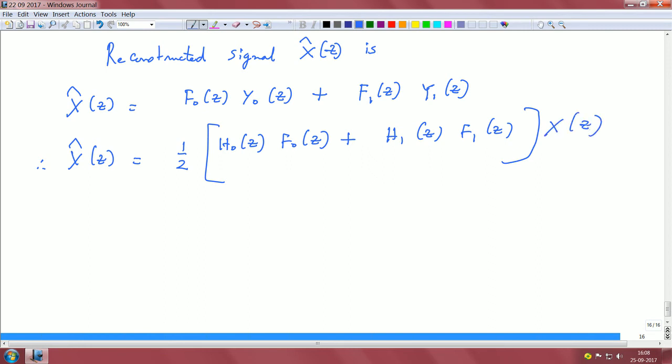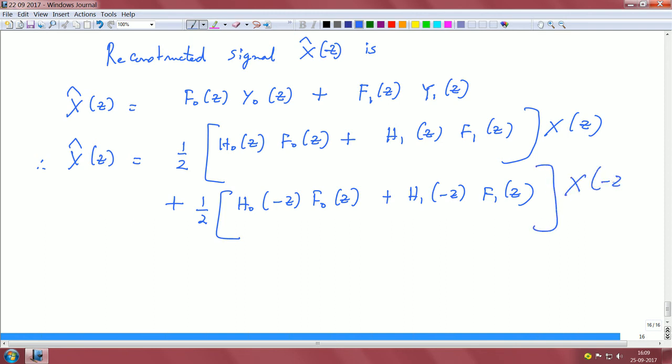What I am doing here is just plugging in y naught and y1 from my earlier step, plus h naught of minus z f naught of z plus h1 of minus z f1 of z times x of minus z, and this is the aliasing part.